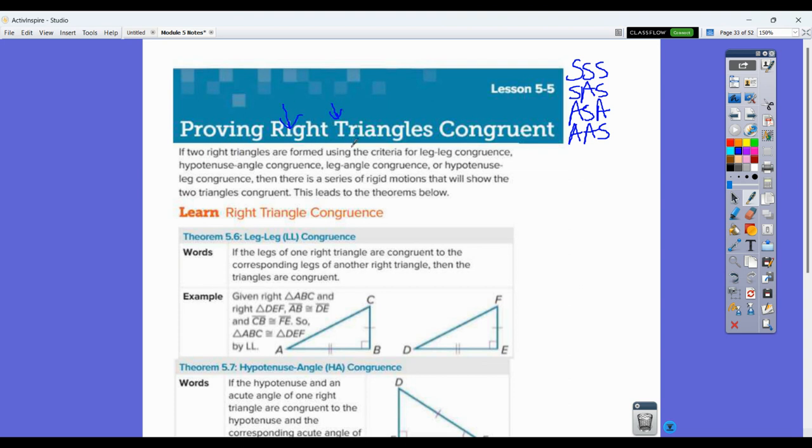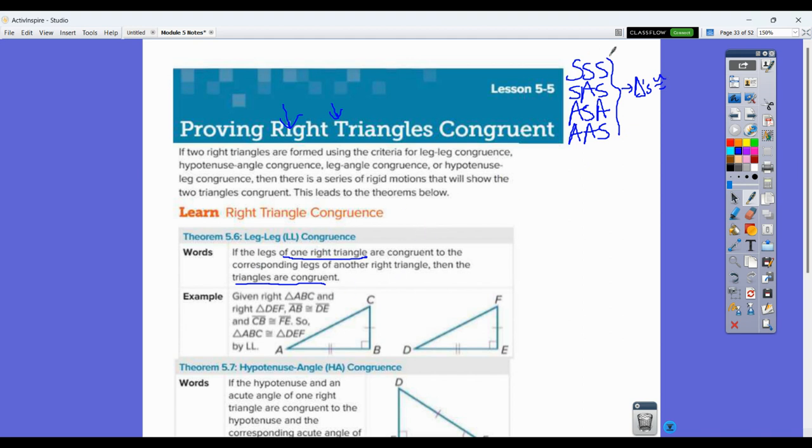If two right triangles are formed using the criteria for leg-leg congruence, hypotenuse-angle, leg-angle, or hypotenuse-leg congruence, then there is a series of rigid motions that shows the two triangles are congruent. And this leads to the theorems below. So what these theorems all say is, if in this case it's legs of one right triangle, so it's very specific, these are of right triangles, are congruent to the corresponding legs of another right triangle, then the triangles are congruent. So same idea as the setup here, that these are going to be used to prove that triangles are congruent, but they're a little bit different because it has to be a right triangle.